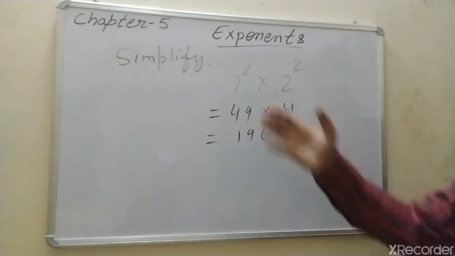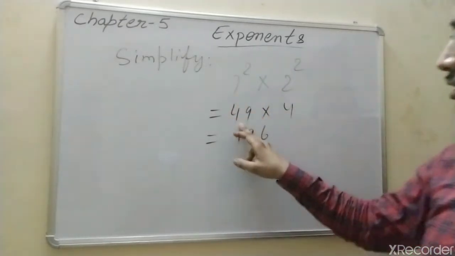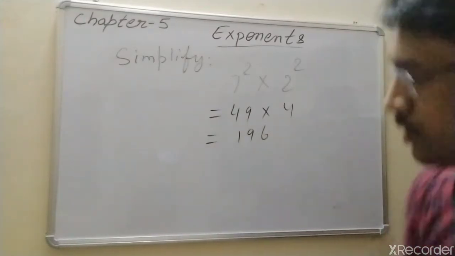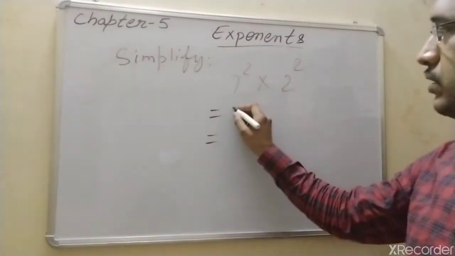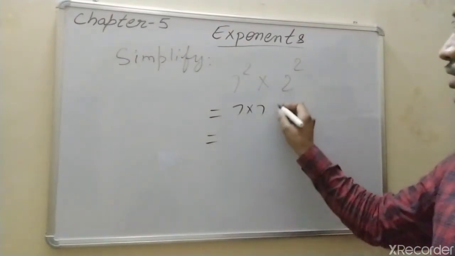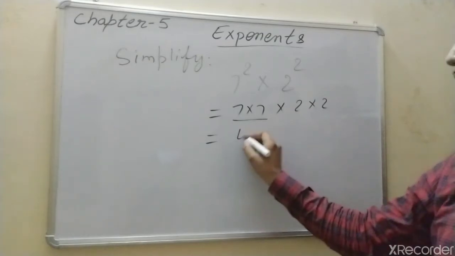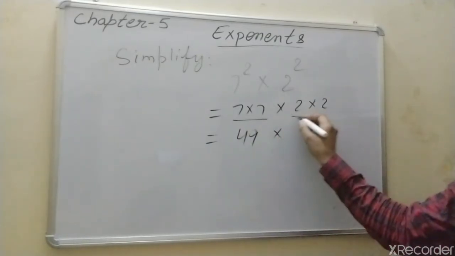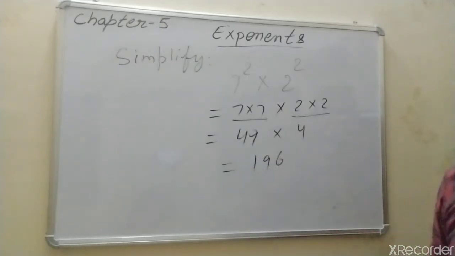Okay. So this way you can convert them into, you will do that 7 into 7. This you will write first this only. Write that. First write this. It is 7 into 7 into 2 into 2. Then this result 7 into 7 is 49. And this 2 into 2 is 4. Then at the last result is 196.